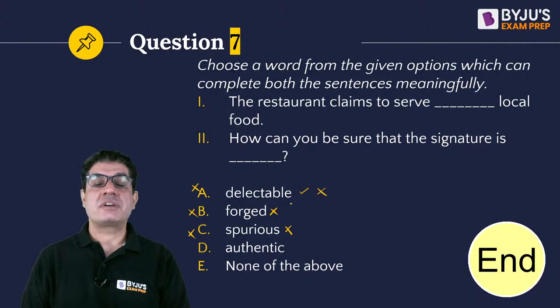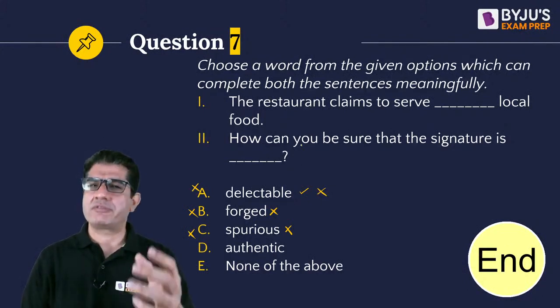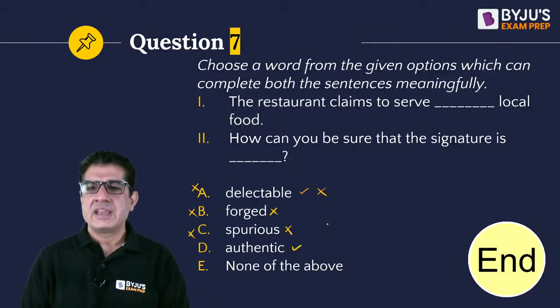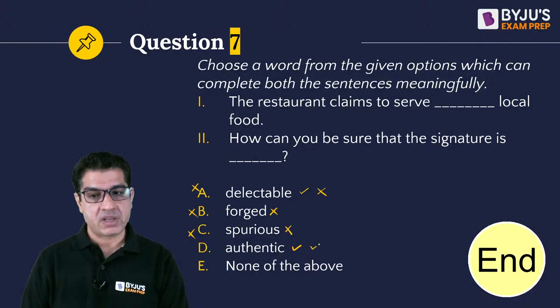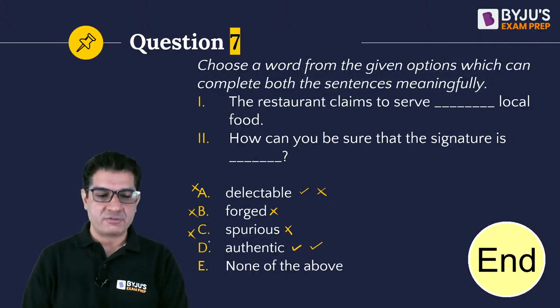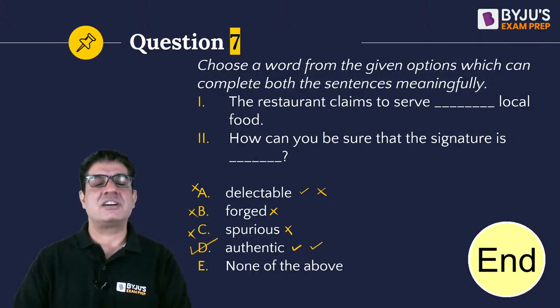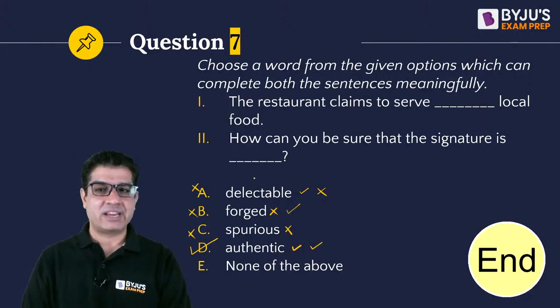The restaurant claims to serve authentic local food. Absolutely yes. Authentic can be used to refer to a particular cuisine. And how can you be sure that the signature is authentic? Yup. This too works, and therefore the answer should be D, as a lot of you have gone on to choose. Forged can go in the second blank though, mind you.